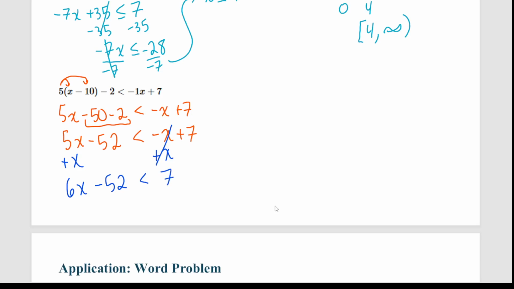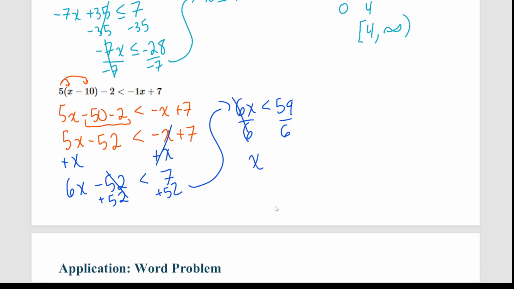Again, my goal is to get x by itself. So I'm going to undo subtracting 52 by adding 52 on both sides. I'll be left with 6x is less than 59. And then as a final step, I'm going to divide both sides by 6. And I'm left with x is less than 59 sixths.